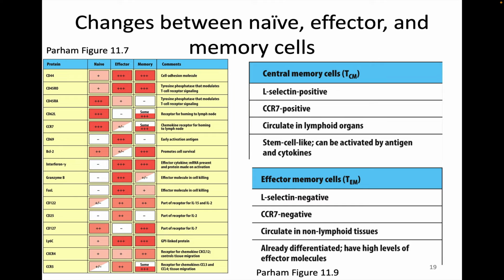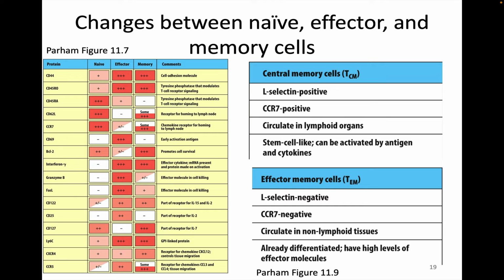And memory cells also have a number of different unique features compared to some of the other cell types that we're talking about, like the naive or effector cells. On the left, you can see this figure from your textbook that again looks at the levels of different proteins between naive, memory, and effector cells. And you can see that they can be distinguished by combinations of different proteins.